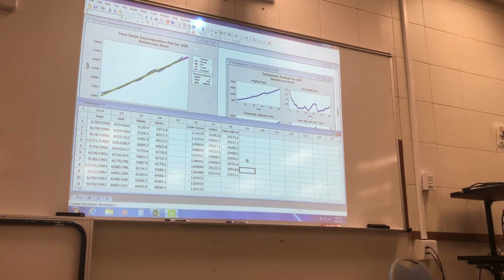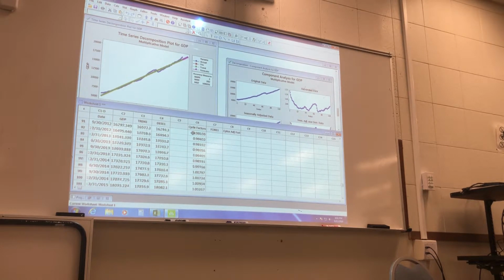Wait, what did you do in the expression again? You just multiply it. Go down to the cycle factors you calculated. Did you calculate cycle factors? You should have the same number I've got, by the way. Go down to the last cycle factor. You don't know what the cycle's going to do, so we're going to assume it's going to continue on the way it has been. Copy that.